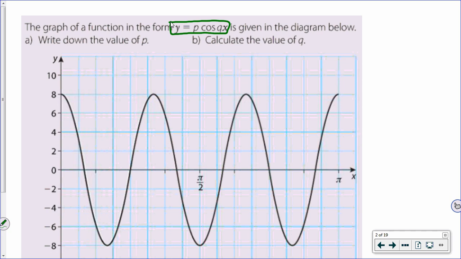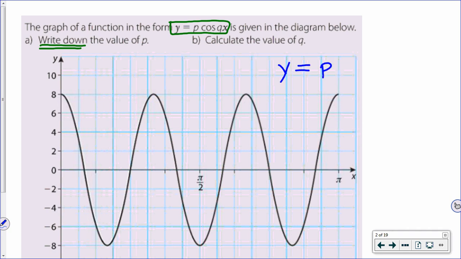So the command word write down means the information I need in order to find p is staring me in the face. It's right there on the page somewhere, and I just have to pull it out and write it down. So it should be a very quick question, usually a 1-point question, that you don't want to find yourself calculating or overthinking. So a write down the value of p, if I'm looking at where p appears in the function that they've spelled out, it's y equals p cosine.